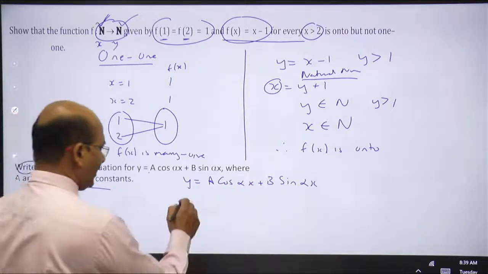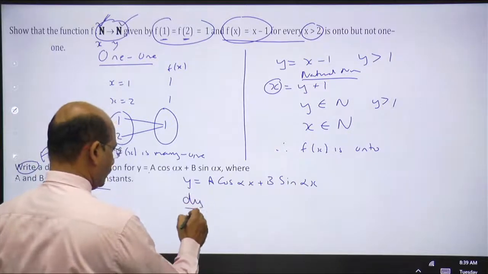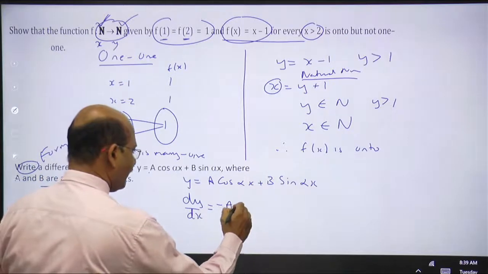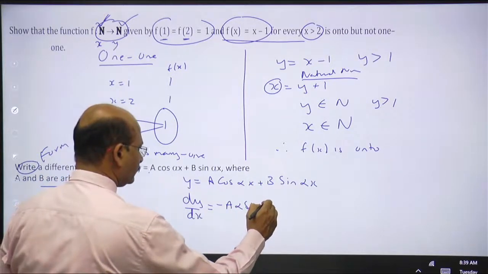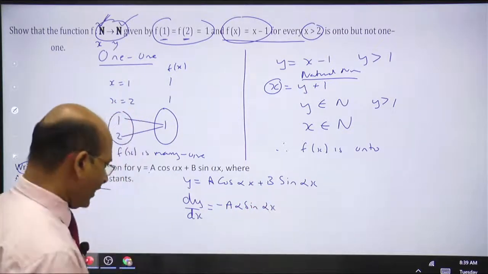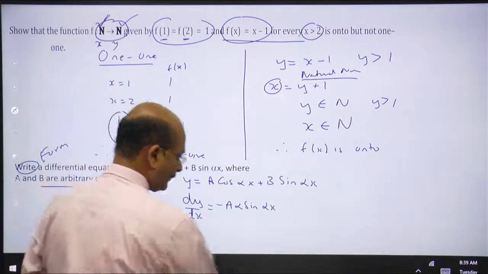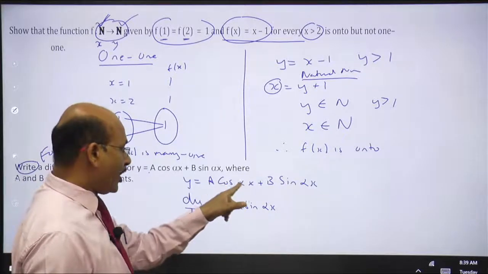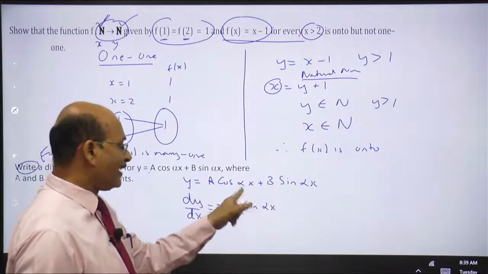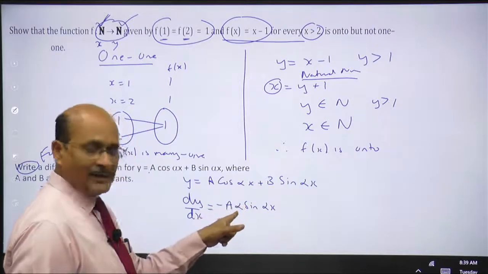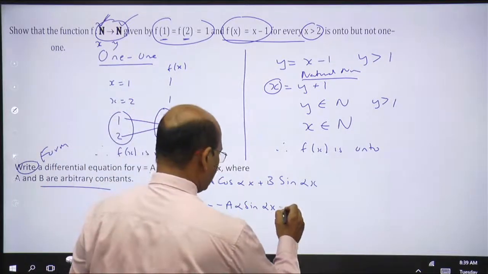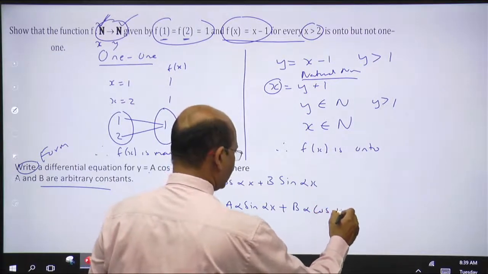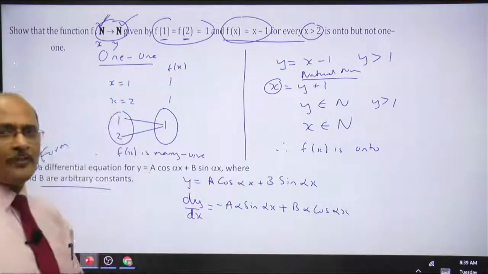Minus a alpha sin alpha x. How did I get this? a is a number there, then the derivative of cos alpha x is minus sin alpha x, and by chain rule the derivative of alpha x is alpha, then plus b alpha cos alpha x. Now I told you how many times you will take the derivative.